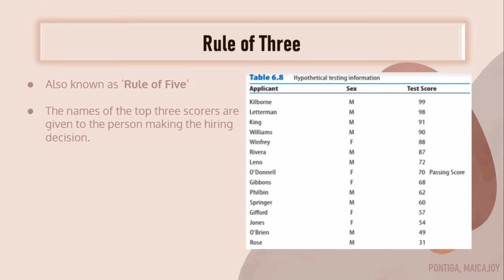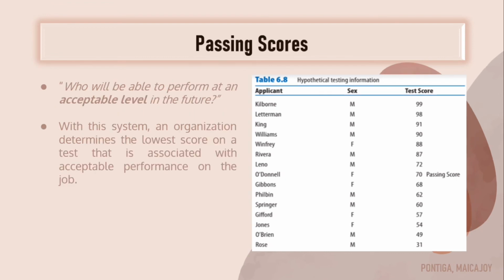Samantalang sa rule of 3 po, pwedeng mamili ang mga itinalagang tao base sa scores nila. Magsisimula po tayo sa O'Donnell. So si O'Donnell ay 70, which is yun po yung passing score pataas. Ang sinasabi po dito sa rule of 3 is pwedeng mamili ang tao na mag-hire or magdedesisyon doon sa 8 tao na nakapasa base sa kinakailangan ng kumpanya. So, passing scores naman po tayo.